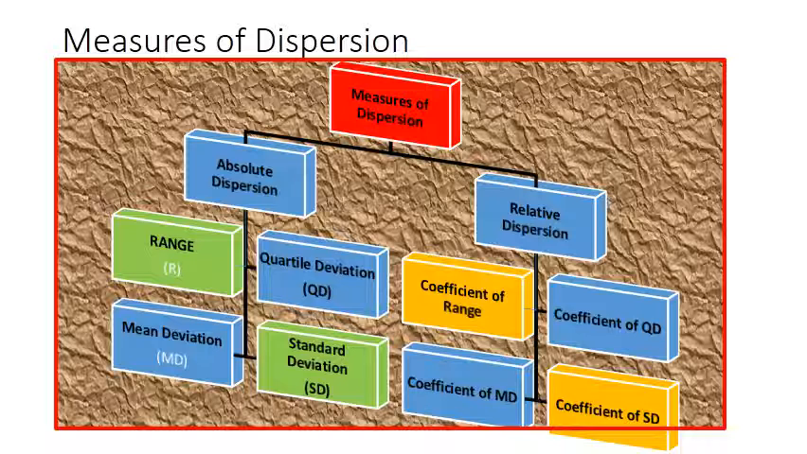Quartile deviation, as I already told you when we solved questions on partition values, quartile, decile and percentile. A quartile is that value which divides a series into 4 equal parts. Then you have 4 quartiles, Q1, Q2, Q3 and Q4. Quartile deviation is Q3 minus Q1, third quartile minus first quartile, divided by 2. Remember this. Q3 minus Q1 only is the interquartile range, and half of the interquartile range is quartile deviation.